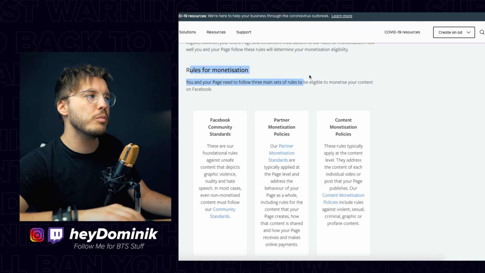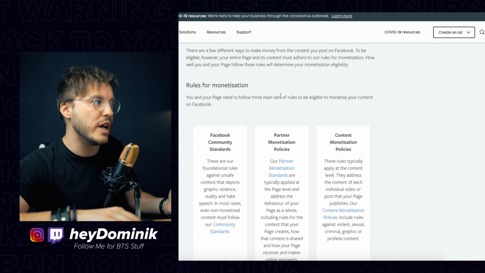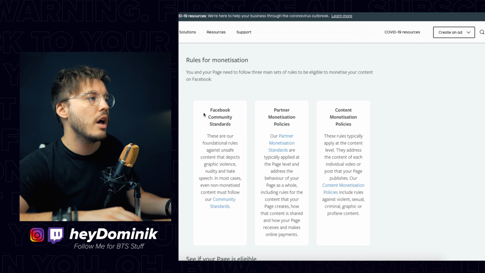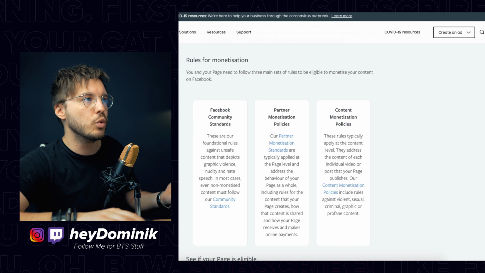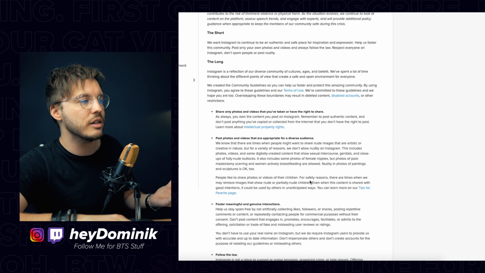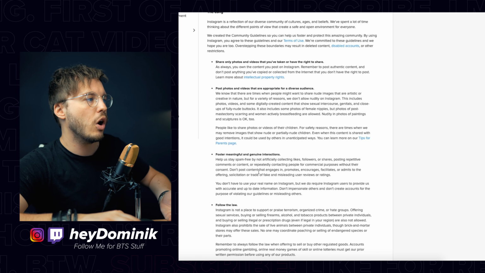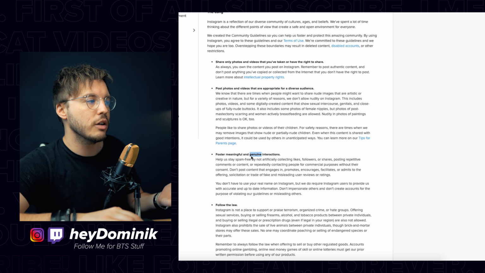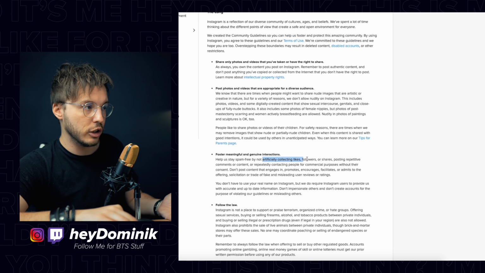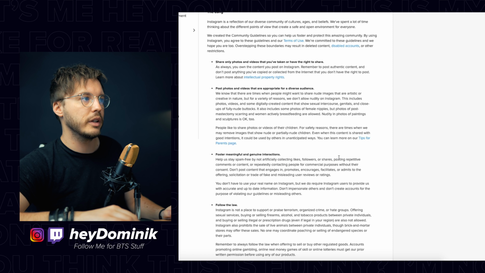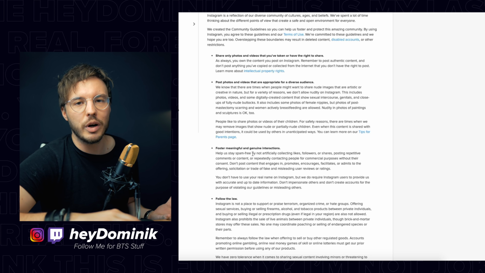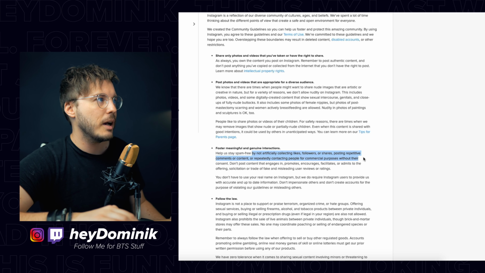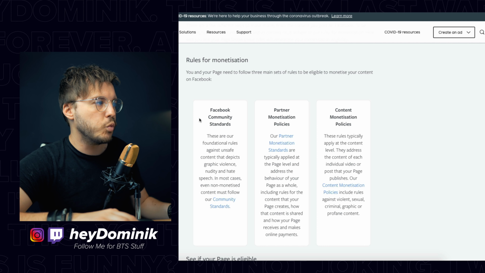Here's the thing, the rules for monetization on the Facebook platform are as follows. First of all, adhere to the Facebook community standards, obviously. In our case, that would be the community guidelines of Instagram. Follow the law, foster meaningful and genuine interactions, not artificially collecting likes, followers, shares, stuff like that. Basically, this is the engagement group thing that still nobody wants to believe me that these things are not good.